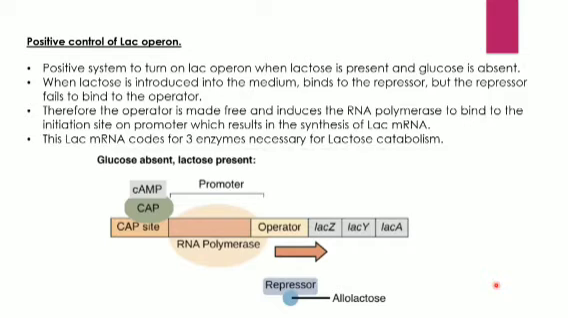When lactose is introduced into the medium, it binds to the repressor, so the repressor fails to bind to the operator. Therefore, the operator is made free and RNA polymerase can bind to the initiation site of the promoter, which results in the synthesis of mRNA. This mRNA codes for the three enzymes necessary for lactose catabolism. That is what is shown in the image, when glucose is absent and lactose is present.